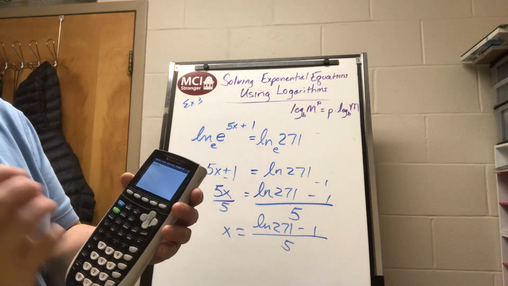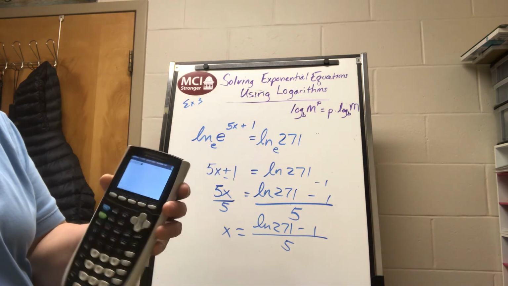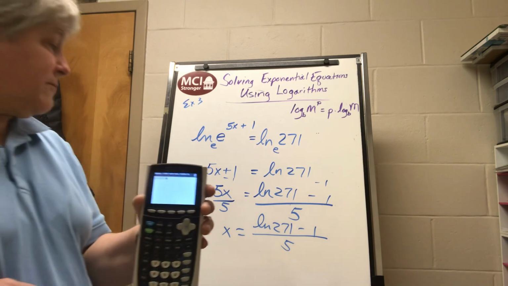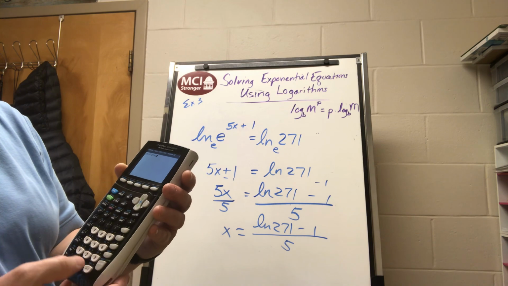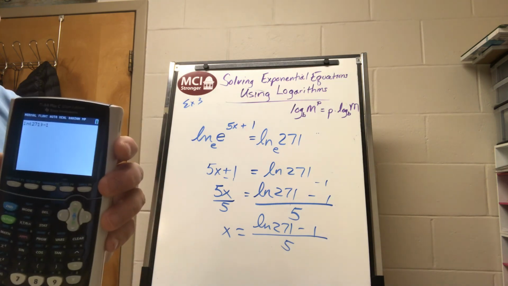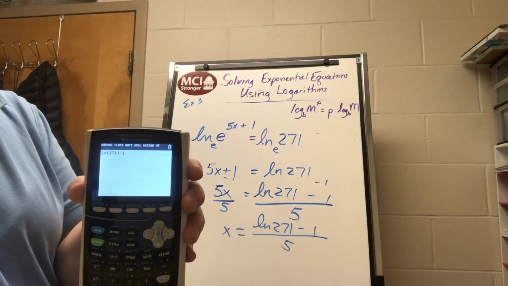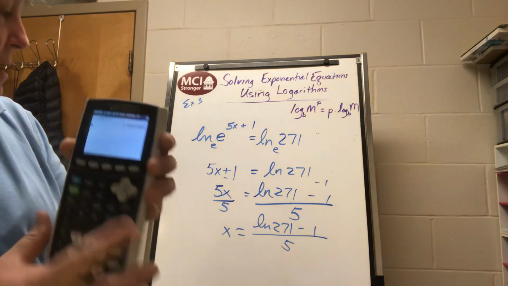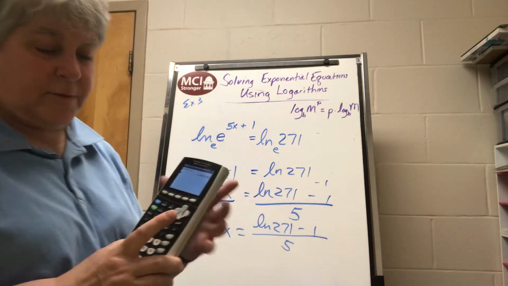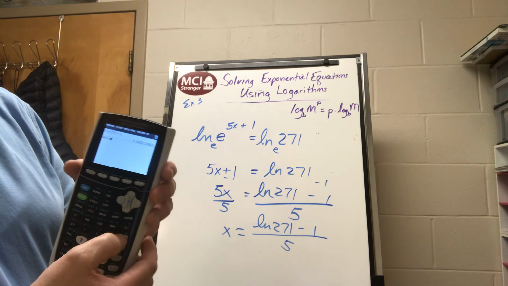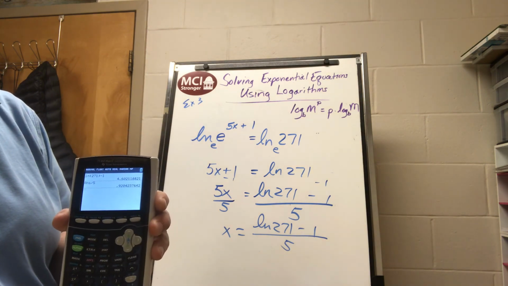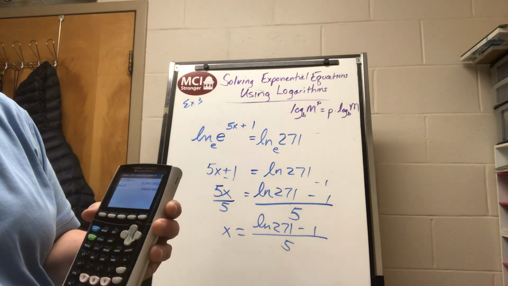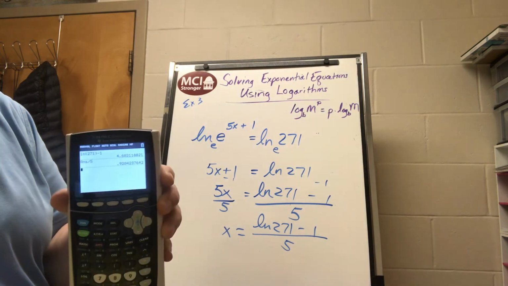Notice it opened parentheses or it opened up a little box, so you've got to close it so it doesn't take the log of 271 minus 1. Right, minus 1. There we go, and then let's hit enter. That's the result of the whole top. Now go divided by 5. Enter. And there is your mystery number, 0.9204-ish.